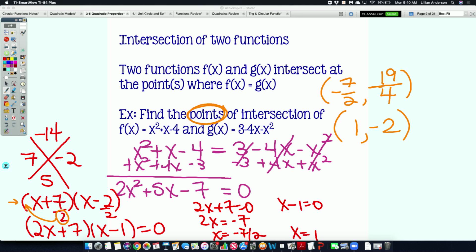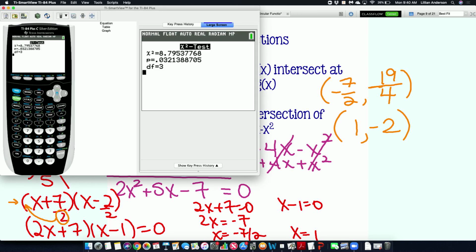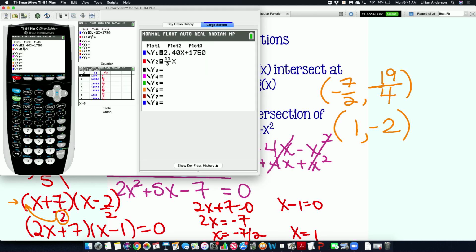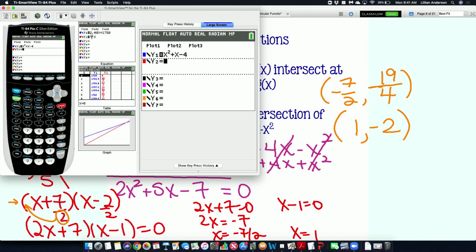Okay? That is algebraically how you would do it. Again, we did it algebraically so I can refresh your memory on how to factor. Another way you can always do it is to use your calculator. Go to your y equals. Everyone should be doing this. We're going to plug f of x into y1 and g of x into y2. So that's x squared plus x minus 4 into y1. We're going to plug g into y2.